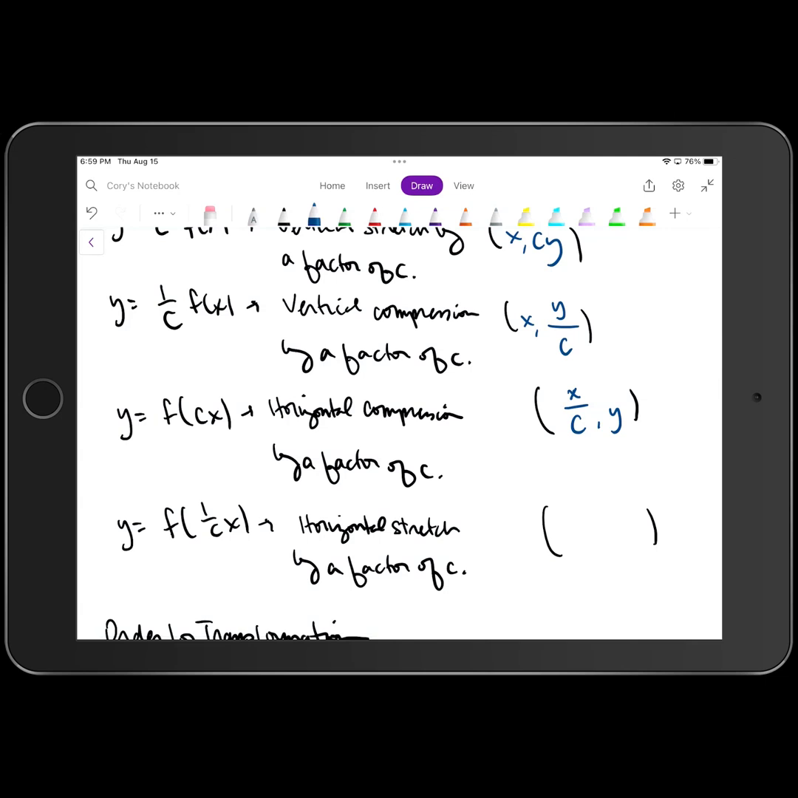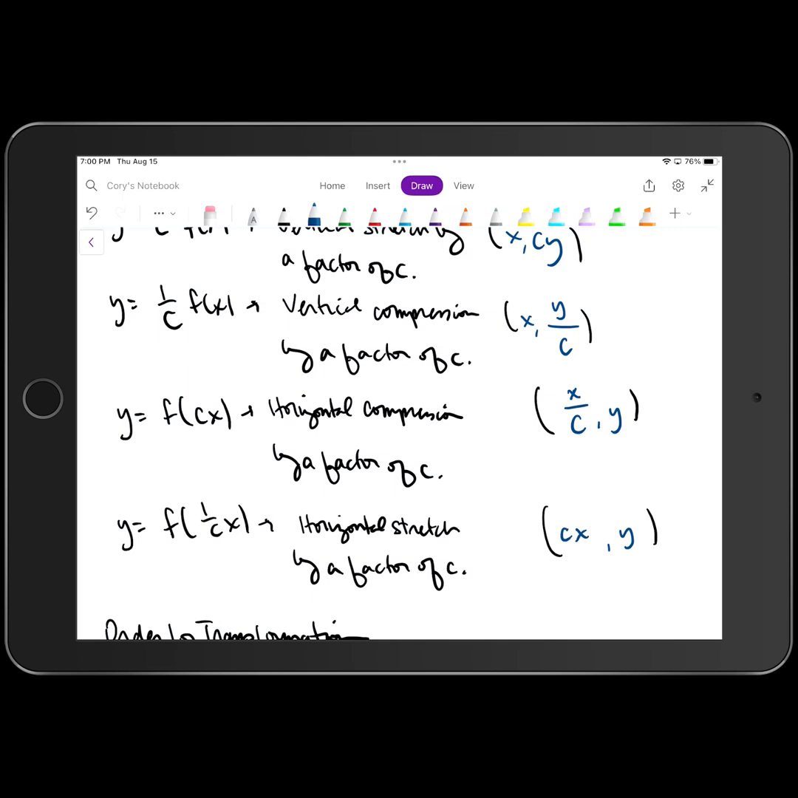And then if we have the function y is equal to f of 1 over c times x, that is going to correspond to a horizontal stretch by a factor of c. So again, the x coordinate is the only one that is affected. We're going to multiply that x coordinate by the reciprocal of our coefficient. So the reciprocal of 1 over c is c. So that's going to make the coordinate of our point cx.